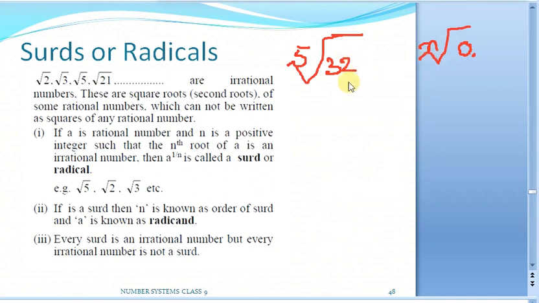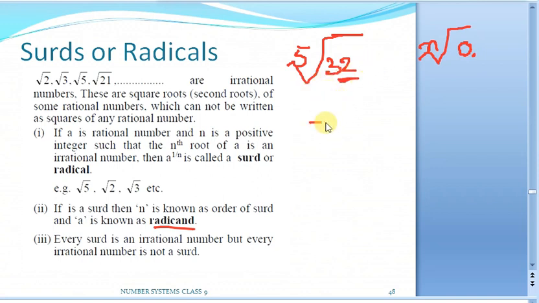Now see, first condition, inside number 32, is it a rational number? Yes. Now the outside number is a positive integer. That means whatever the nth, we call it the radical. I will explain that later. So this is a positive integer, so 2 things are satisfied here. But actually, what is 5th root of 32?